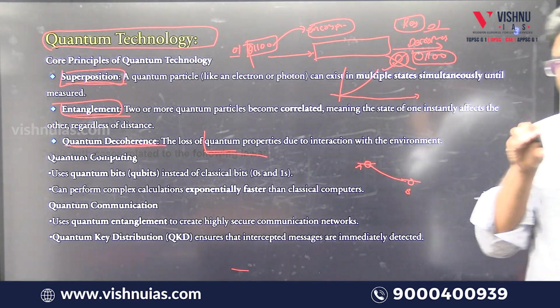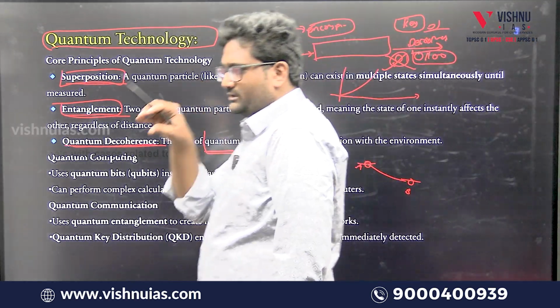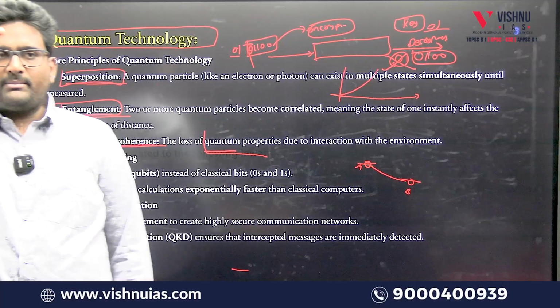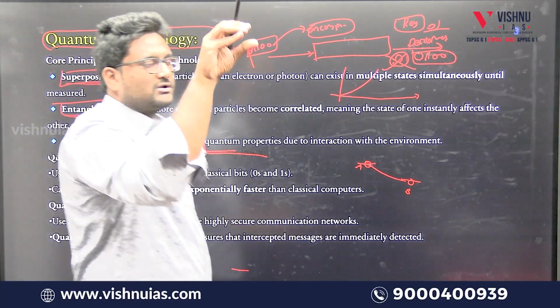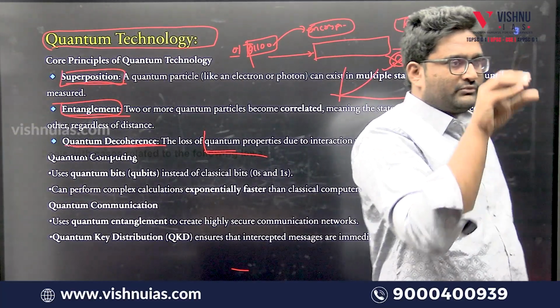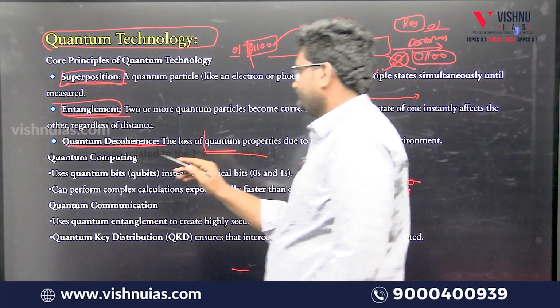if, suppose, due to some disturbance from the outside environment, immediately the particles will come to normal state. They will lose those quantum properties. That is called quantum decoherence.